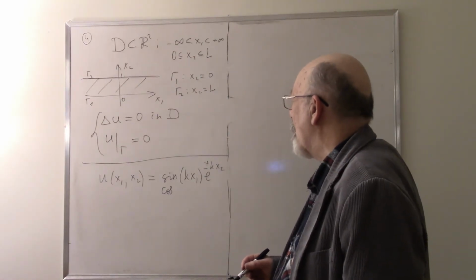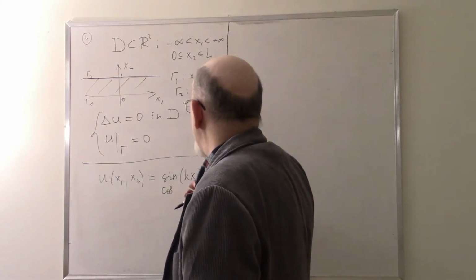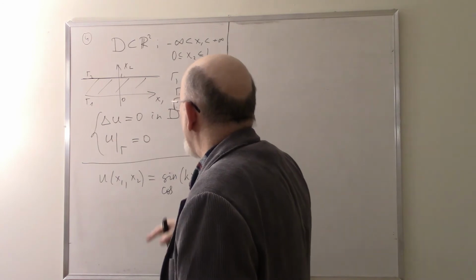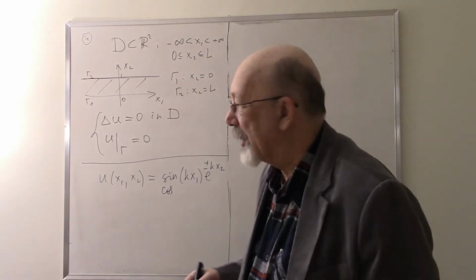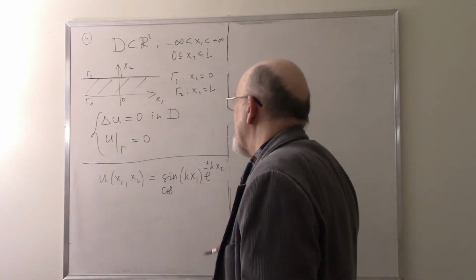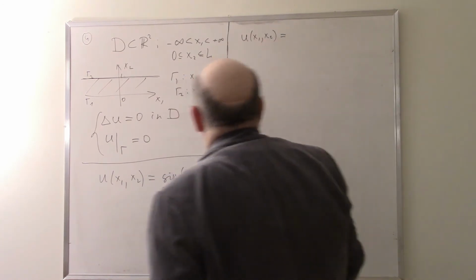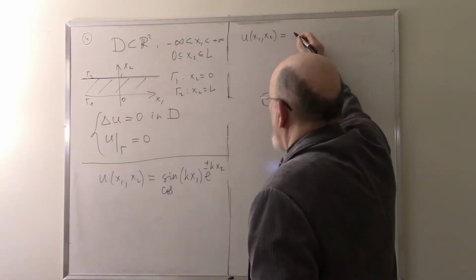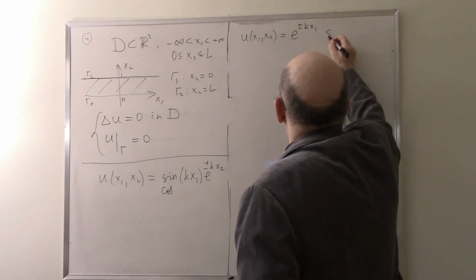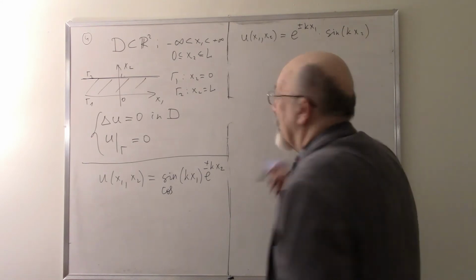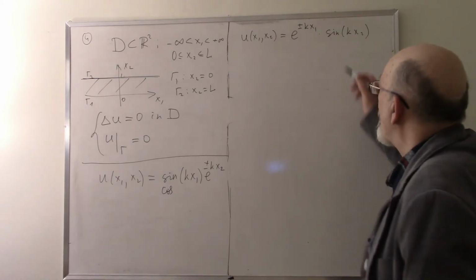Now, why is it not so good with sine here? Because with sine kx1, the lines where it is 0 go vertically, x1 equals some constant. So let us change places of x1 and x2. So u of x1, x2 equals e to the power plus minus k x1 times sine k x2, or cosine, but we are more interested in sine.